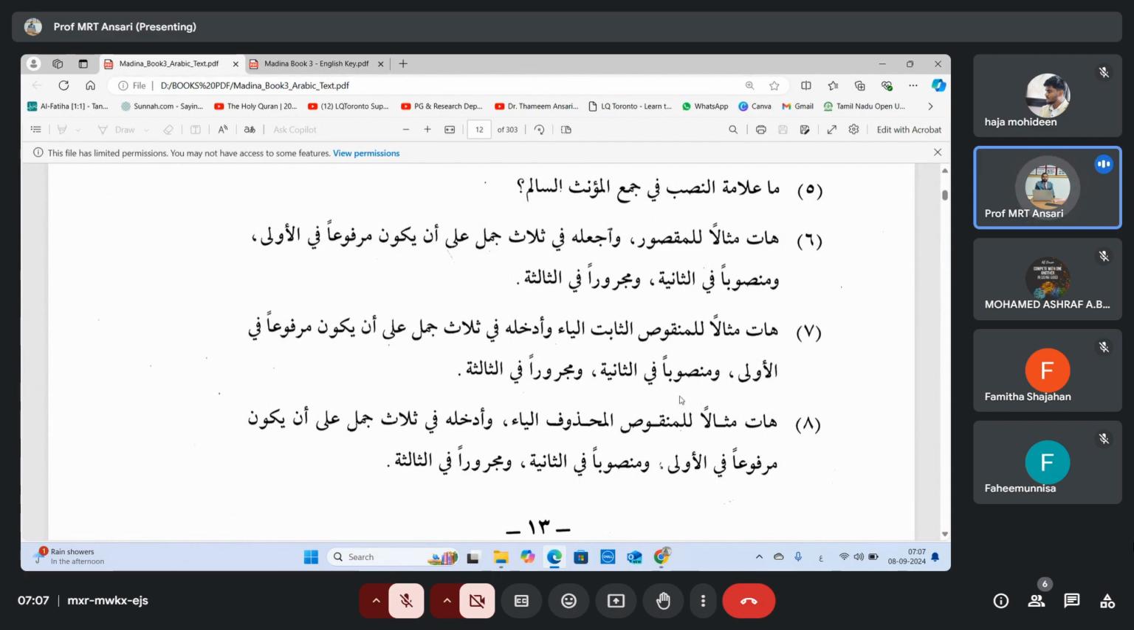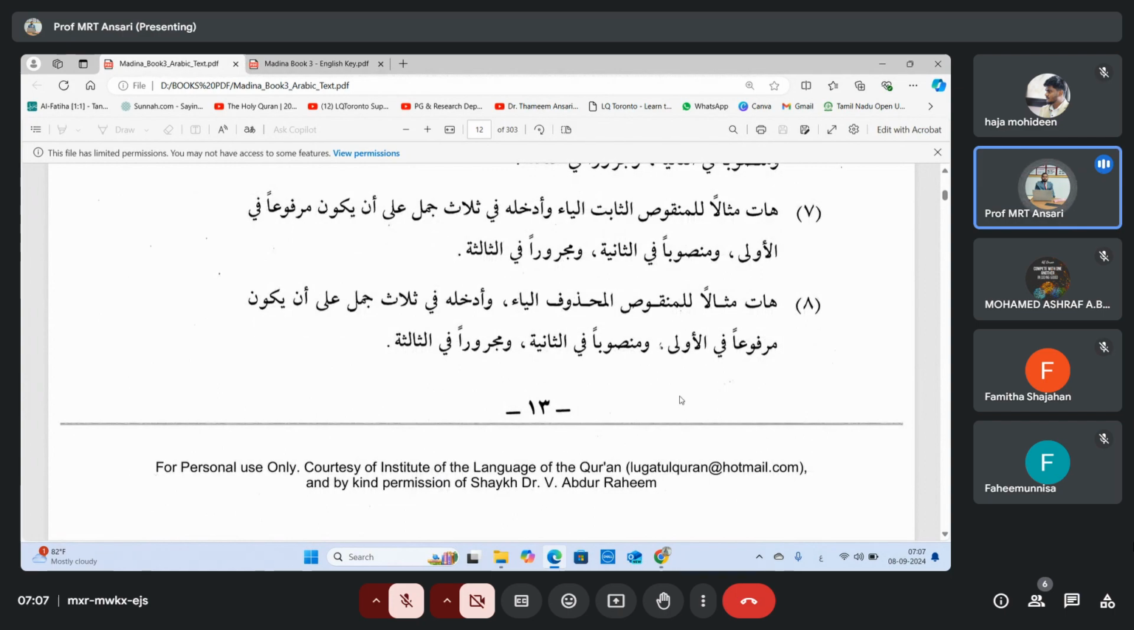So based on this, you need to create a noun with an original ya, and you should make it in marfu form, mansub form and majrur form. Number 8. Hati mithalan al-manqus al-mahdhuf al-ya. We have to bring here one more manqus where the ya is dropped, and enter it in 3 sentences, where it is brought as marfu in the first sentence, mansub in the second sentence, and majrur in the third sentence.